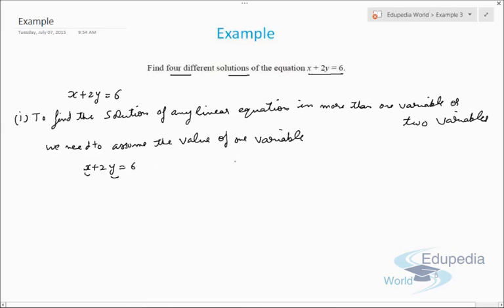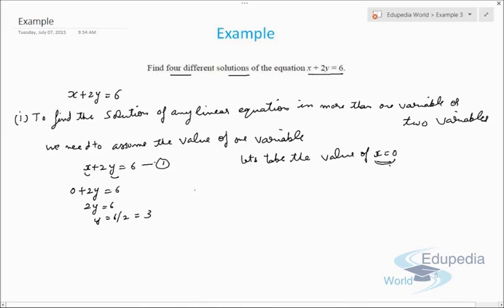Suppose we take the value of x as 0. Then for the corresponding value of x, we'll find the value of y. So we will put the value of x equals 0 in this equation. What we get is 0 plus 2y equals 6. So 2y equals 6 and y is 6 upon 2, which is 3. So we are getting the value of y with the corresponding value of x. So this is the first solution of the equation x plus 2y equals 6.